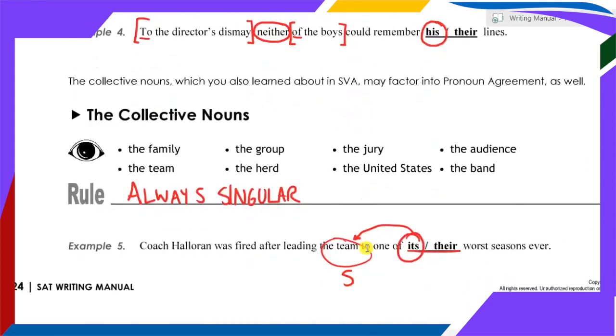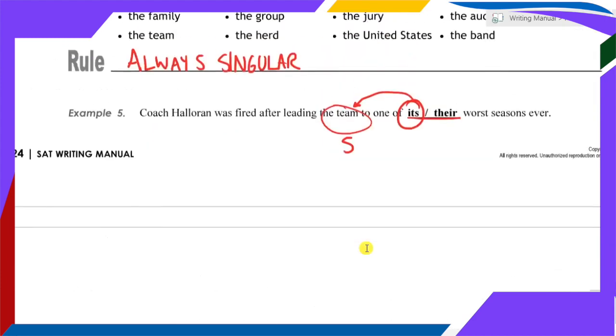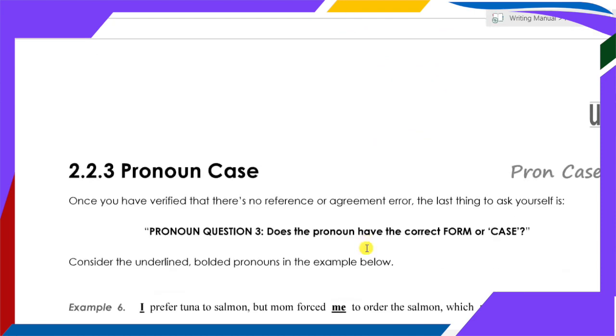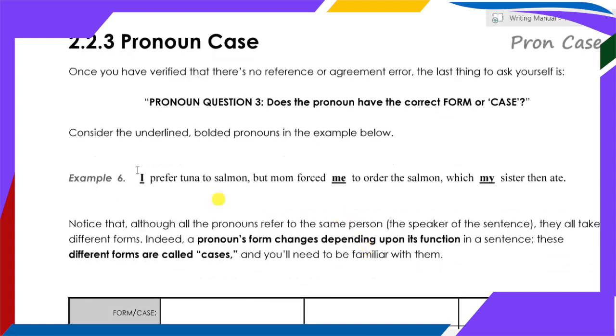So again, enobs always singular, collective nouns always singular. That's basically it for pronoun agreement. By the way, pronoun agreement is the most common of the 3 pronoun rules. Reference, agreement, case. Agreement tends to be the most common. The third pronoun rule, pronoun case. This one can sometimes be the trickiest of the 3 for students.